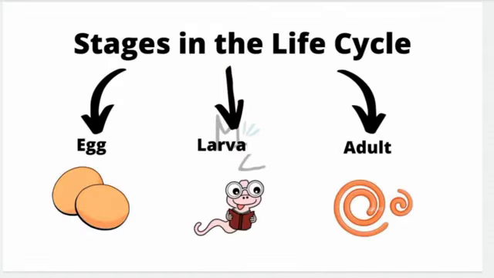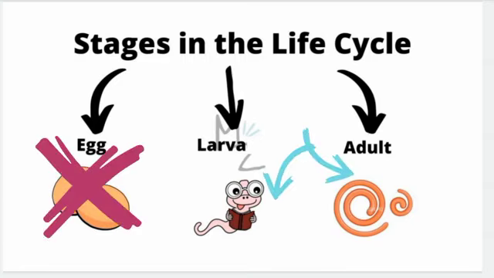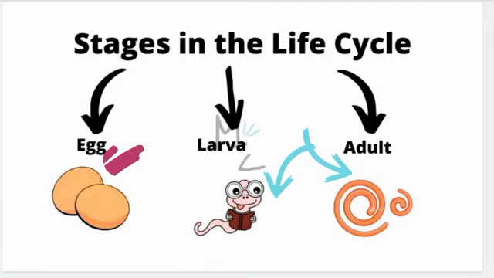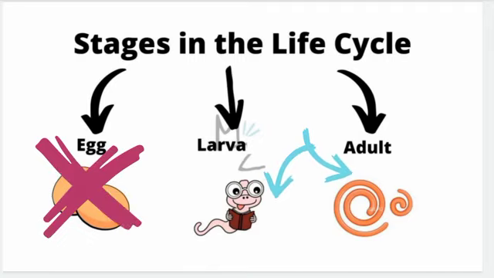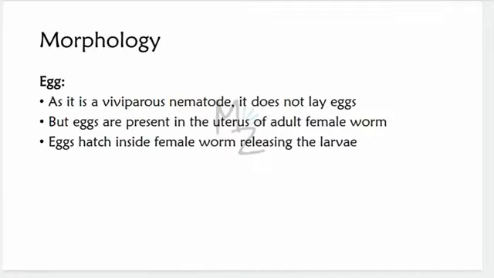Before starting the morphology, I'd like to tell you guys that there are certain developmental stages that exist in the life cycle of the Trichinella spiralis. Except for the egg, these two stages, the larva and the adult, exist in the life cycle of Trichinella spiralis. Why does the egg not exist, or whether it exists? Let's talk about it. Morphology.